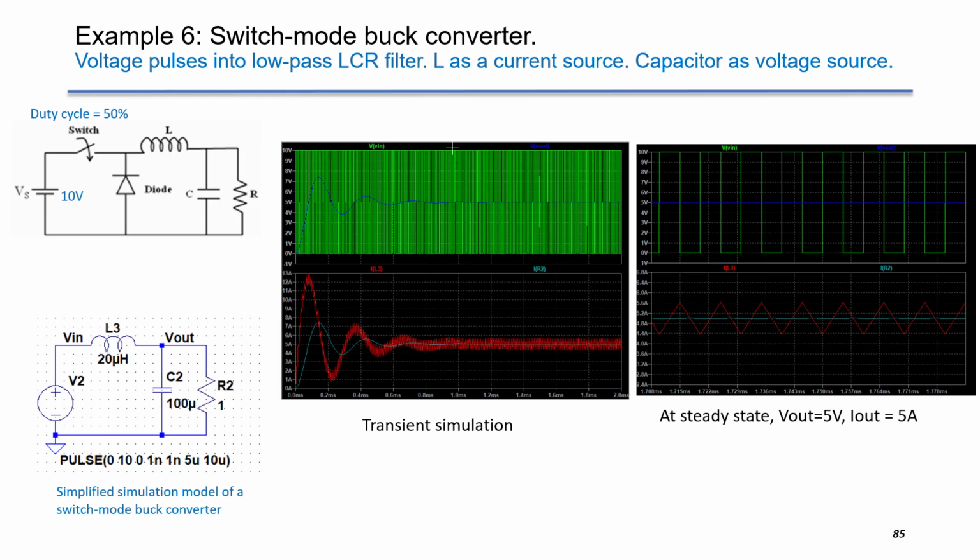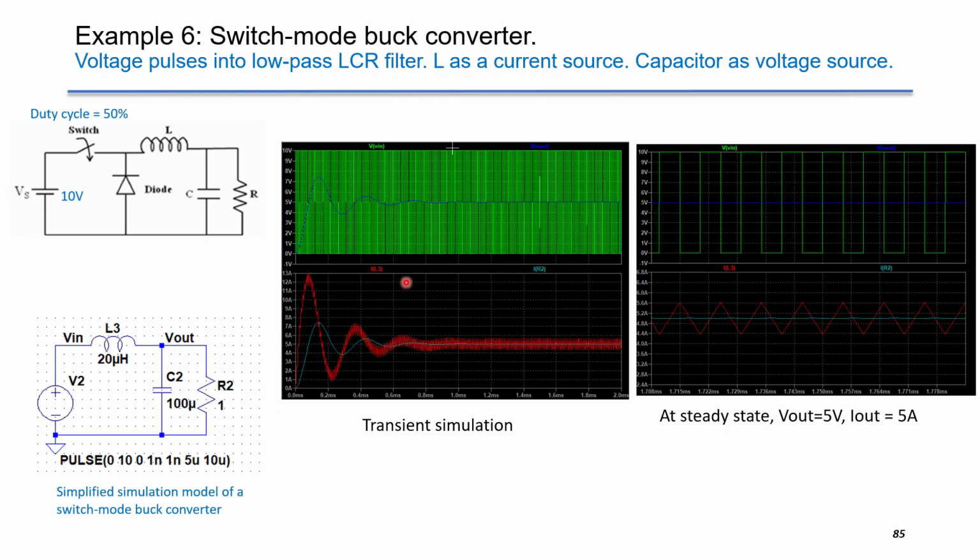This example shows a simplified simulation model of a switch mode buck converter. Input voltage 10 volt is switched on and off by a switch into an LC filter, which is loaded by resistor R. The simplified version of the simulation is shown here. We have a voltage pulse from 0 to 10 volt with duty cycle as 50%. This means it is 10 volt for 50% of the period and 0 volt for the other 50% of the period. The switching frequency is 100 kHz and the period is 10 microseconds.